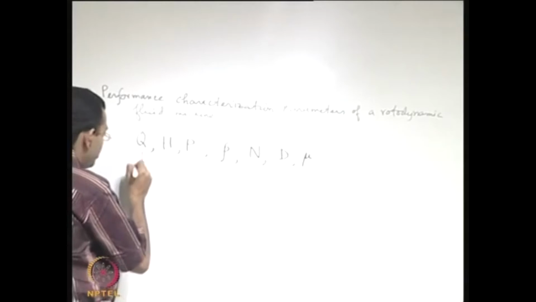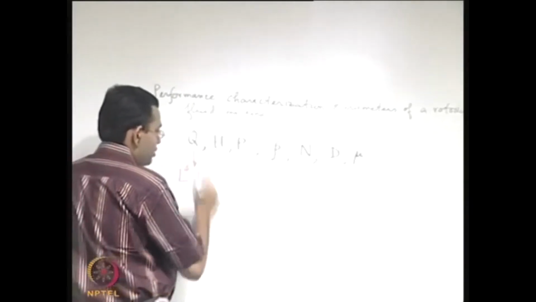So we first have to figure out what the dimensions of the individual quantities or parameters are. So let us just write the dimension. What is the dimension of Q? It is like meter cube per second. So L cube T to the power minus 1.